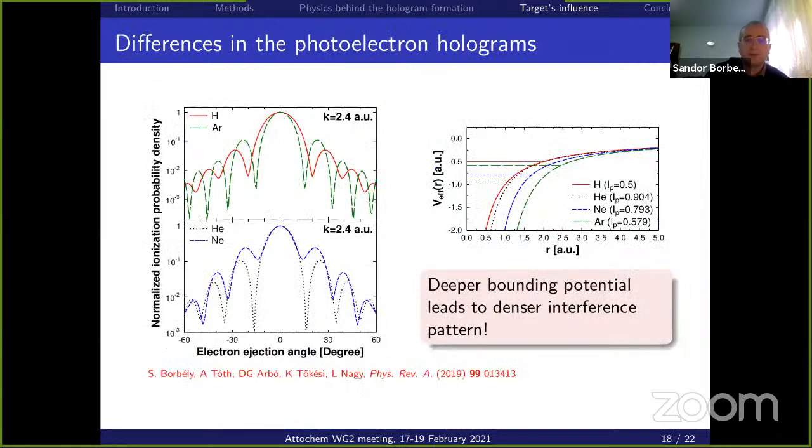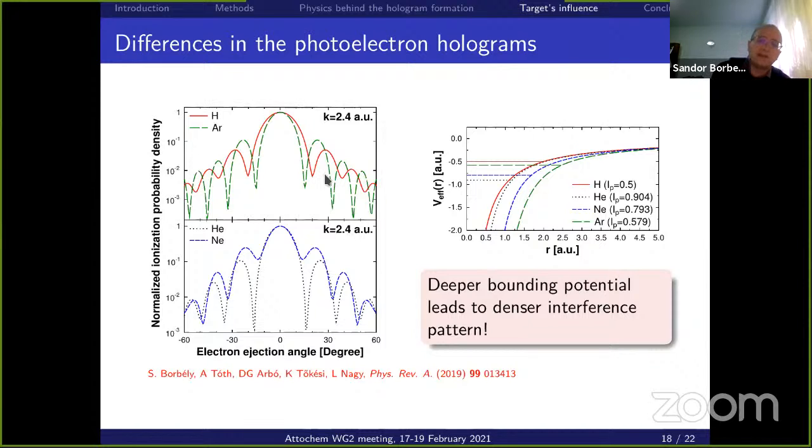And to get a more detailed look, we have plotted the angular distribution for a fixed photoelectron momentum value here for hydrogen and argon. And you see that there are significant differences between the location of the interference minima. Namely, in the case of argon, the density of the interference pattern is larger. Basically, the spacing between the interference minima is smaller compared to the hydrogen target.